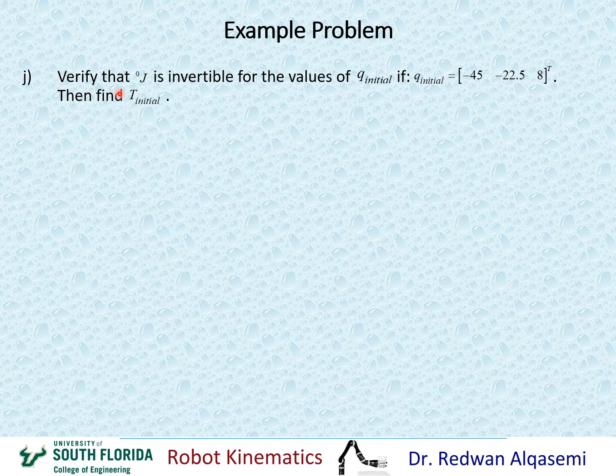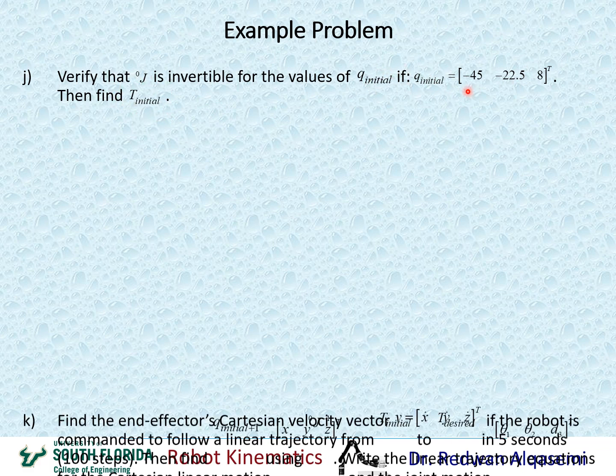Part J, verify that J in reference to frame 0 is invertible for the values of Q initial. Now remember, J always has thetas inside of it, so it's a function of the joint variables, theta and d. For the values of Q initial, which are given here: Q initial is -45 degrees for theta 1, -22.5 degrees for theta 2, and 8 units for d3. For these values, find out if J0 is invertible or not. And then find the transformation matrix for that initial joint configuration.